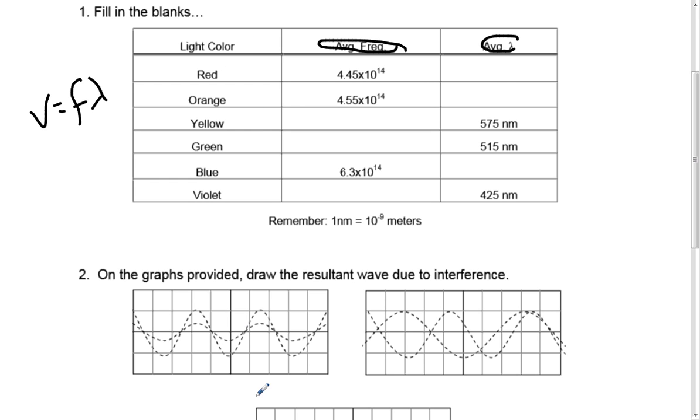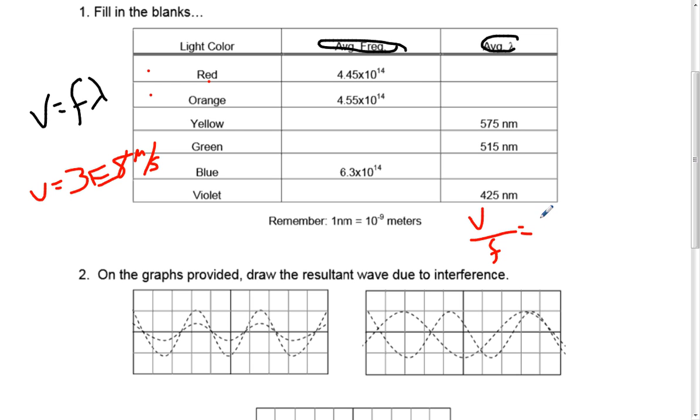So the velocity we are going to be using for every single one of these problems is 3 times 10 to the 8th, because that is the velocity of light: 3 times 10 to the 8th meters per second. Alright, so we're going to have this V, and we're going to solve for whichever variable we don't have. So the first one, we have red light. We're going to say V equals F lambda, so velocity divided by our frequency.